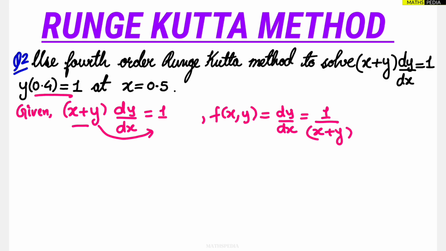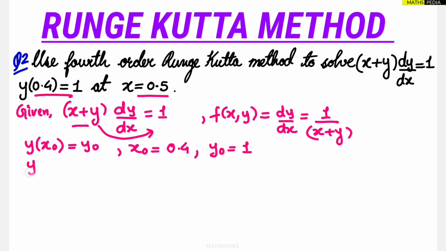Next, given one more thing, y of 0.4 is equal to 1. What is the meaning of that? y of x naught is equal to y naught. Now what is the x naught value? Whatever is inside the bracket, that is 0.4, that will be x naught, and y naught will be the RHS side, that is 1. Now they have asked x is equal to 0.5. So the meaning of that is y of x1 is equal to y1. This is what they are asking. That means y of 0.5 is what they are asking.